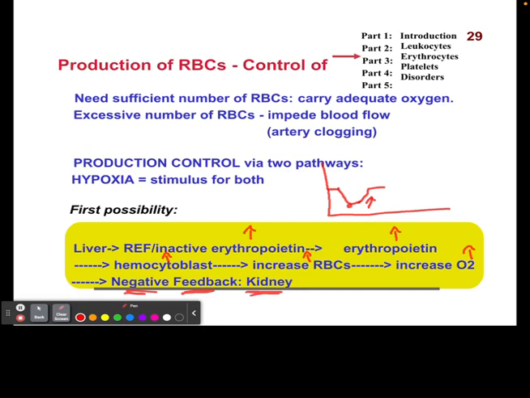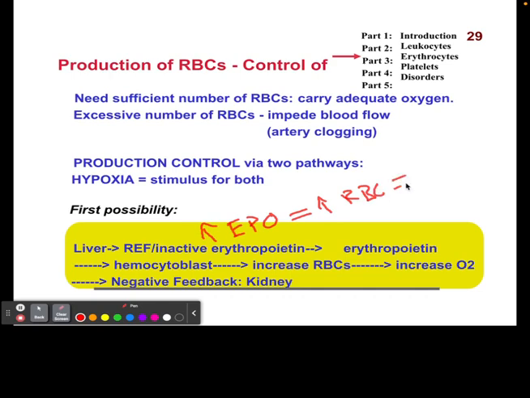So we also learned about erythropoietin. Keep in mind, erythropoietin is also known as EPO, because it's a little bit easier to remember instead of saying erythropoietin every time. So more erythropoietin equals more red blood cells. And if we have more red blood cells, that means we should have more oxygen.